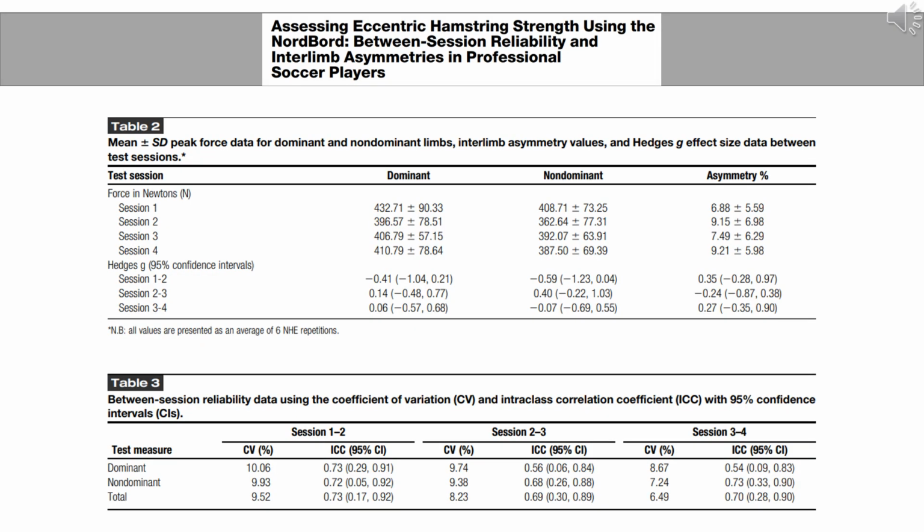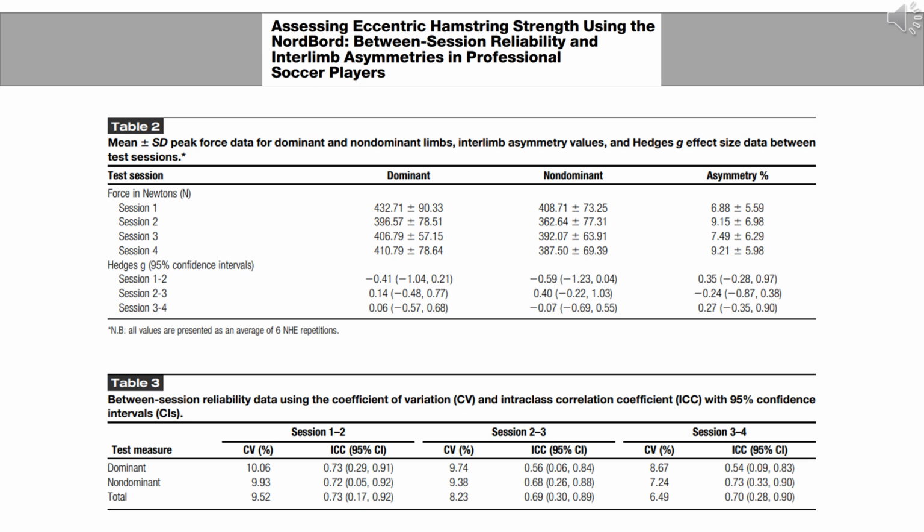If we move on to look at the Nordic hamstring exercise via the Nord board, this is a study that we actually conducted last season in professional football, where weekly Nord board testing was conducted throughout a 6-week off-season period, and we used the first 2 weeks for familiarization, and then we recorded data over sessions 3, 4, 5 and 6, so over 4 test sessions, and we gathered that data for dominant and non-dominant limb, and also looked at the interlimb asymmetry and peak force that we got from the Nordic hamstring exercise.